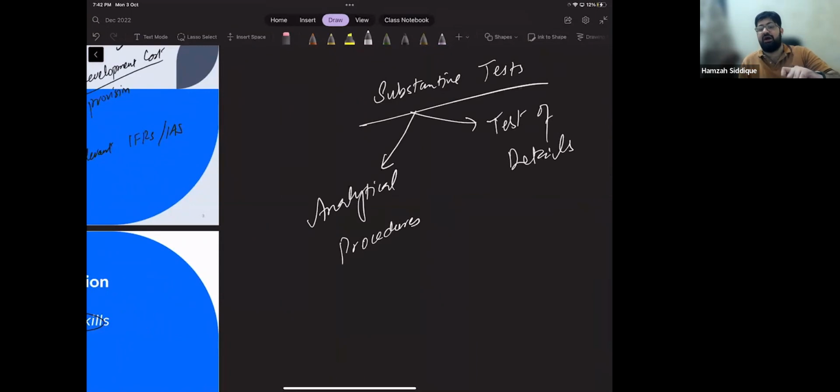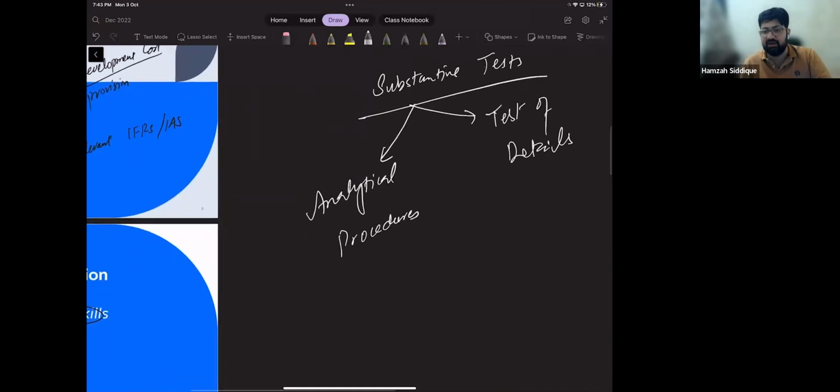Analytical procedures are comparison and ratio analysis from one year to the other year. For example, this year's information is compared with last year's in sales comparisons. This year's provision for doubtful debts is compared with last year's, the same item, to check the reasonableness of the change and the reasonableness of the amount recovered. This is analytical procedures.